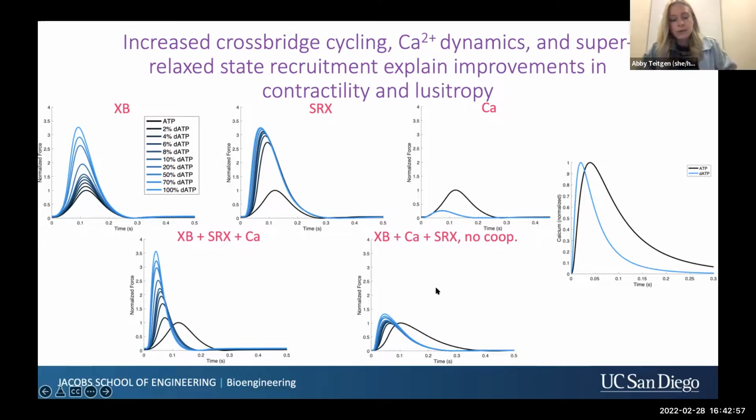And then the last thing that we wanted to look at was how the effects of cooperativity interact with each of these three effects. So for this simulation, we set the cooperative activation parameter in the model to be 0. And so when we lose cooperativity here, we see a much more blunted effect with dATP. And so this would suggest that nearest neighbor cooperativity is also something that could be important in terms of underlying mechanisms.